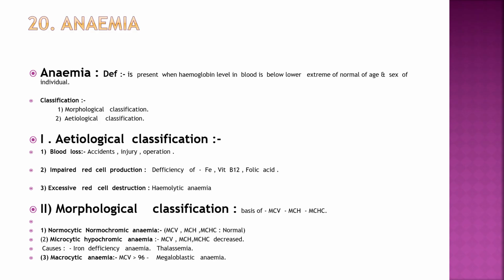Etiological classification is based on the etiology. So what is the reason? First is blood loss, maybe in accident, injury or operation, leading to anemia. Second is impaired red cell production, where RBCs are not produced because of deficiency of iron, vitamin B12, folic acid, proteins, etc. Or they are normal, but excessive destruction is there, which is seen in hemolytic anemia.